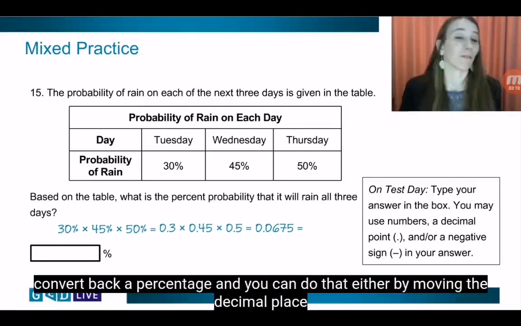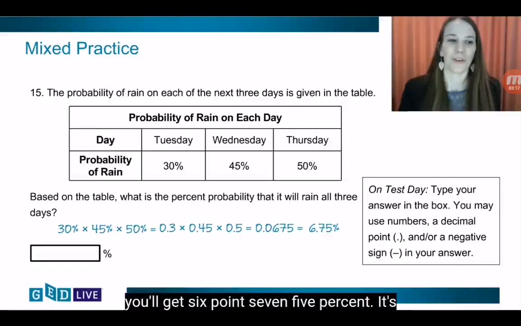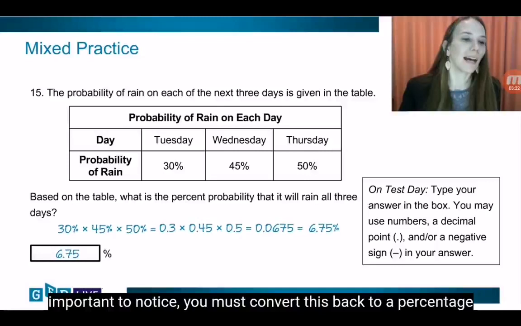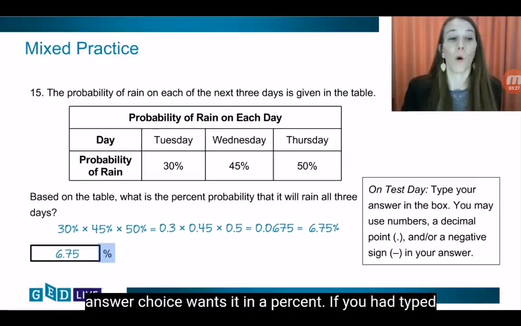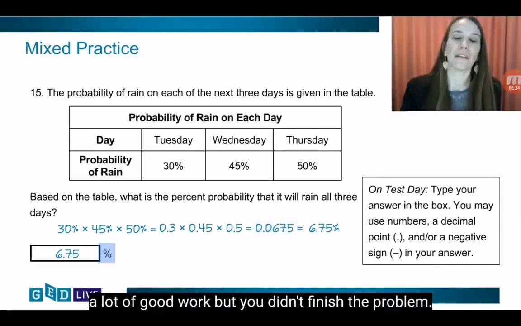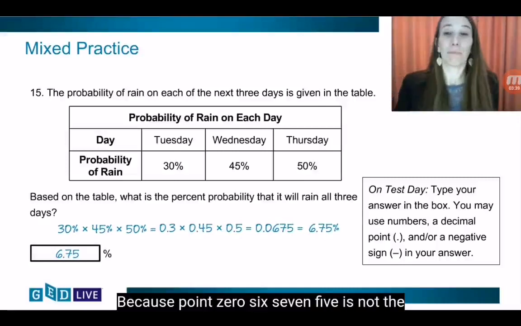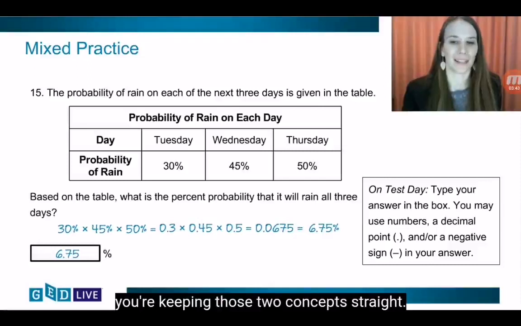Now, at this point, you need to convert back to a percentage, and you can do that either by moving that decimal place over to the right or by multiplying by 100%, and you'll get 6.75%. It's important to notice you must convert this back to a percentage in order to answer this question correctly, because the answer choice wants it in a percent. If you had typed in 0.0675, this meant that you did a lot of good work, but you didn't finish the problem, because 0.0675 is not the percent, that is the percent as a decimal. Make sure that you're keeping those 2 concepts straight.